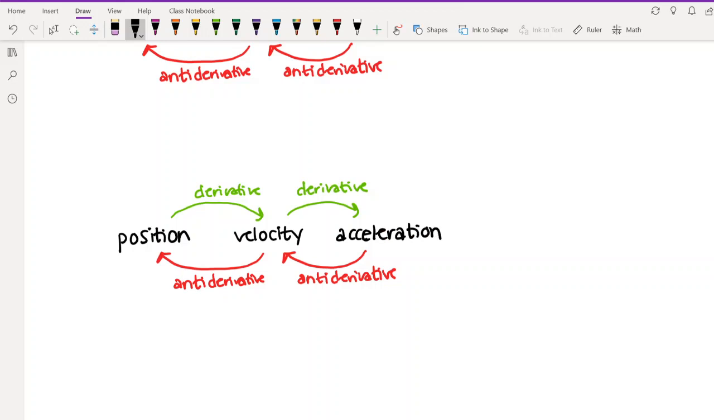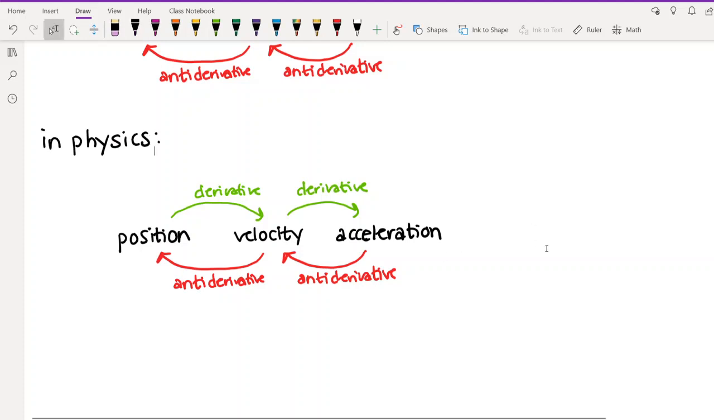So basically, we already knew that the derivative of position is velocity and the derivative of velocity is acceleration, but now we also have this new way of framing that relationship, which is that the antiderivative of acceleration is velocity and the antiderivative of velocity is position. So maybe I'll just say in physics here.